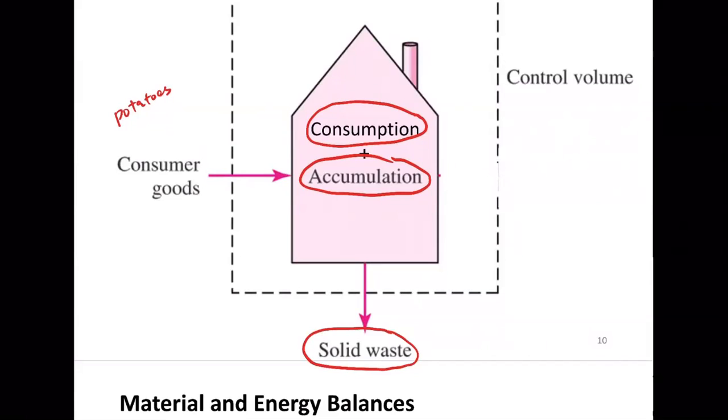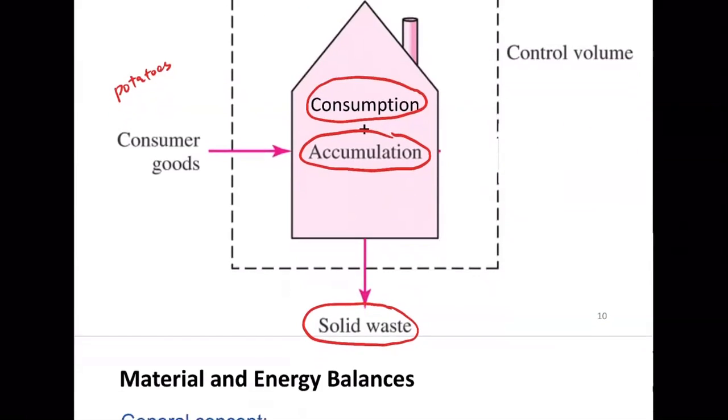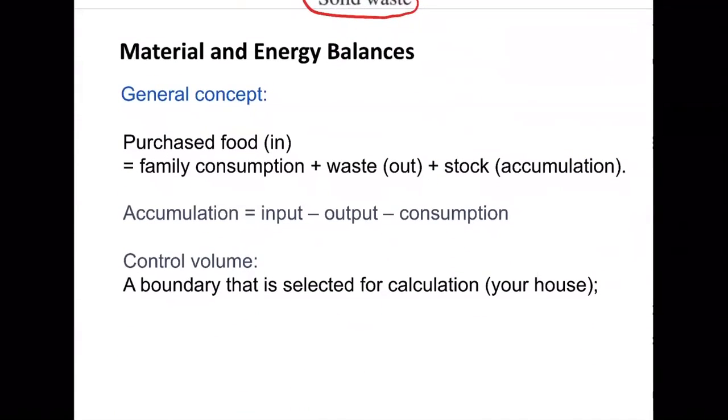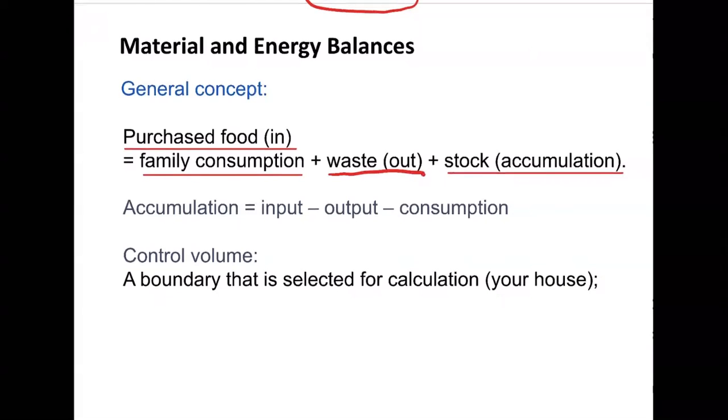If we further summarize and conceptualize this process, then the purchased food, which is the total amount that we bring into our home, is going to be equal to the consumption plus the waste, and then plus the stock, which is the accumulation. This is how the mass is conserved in this system, right?